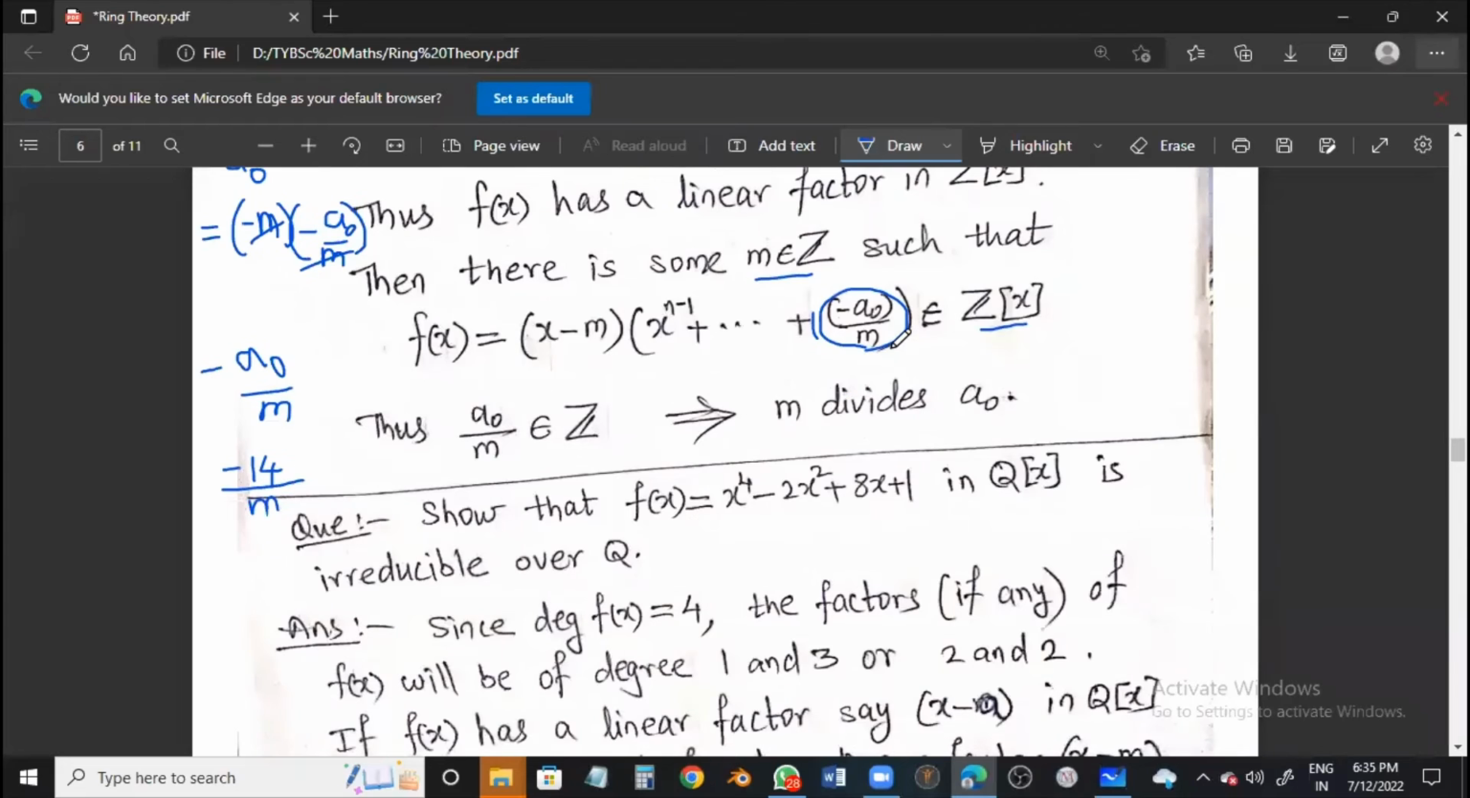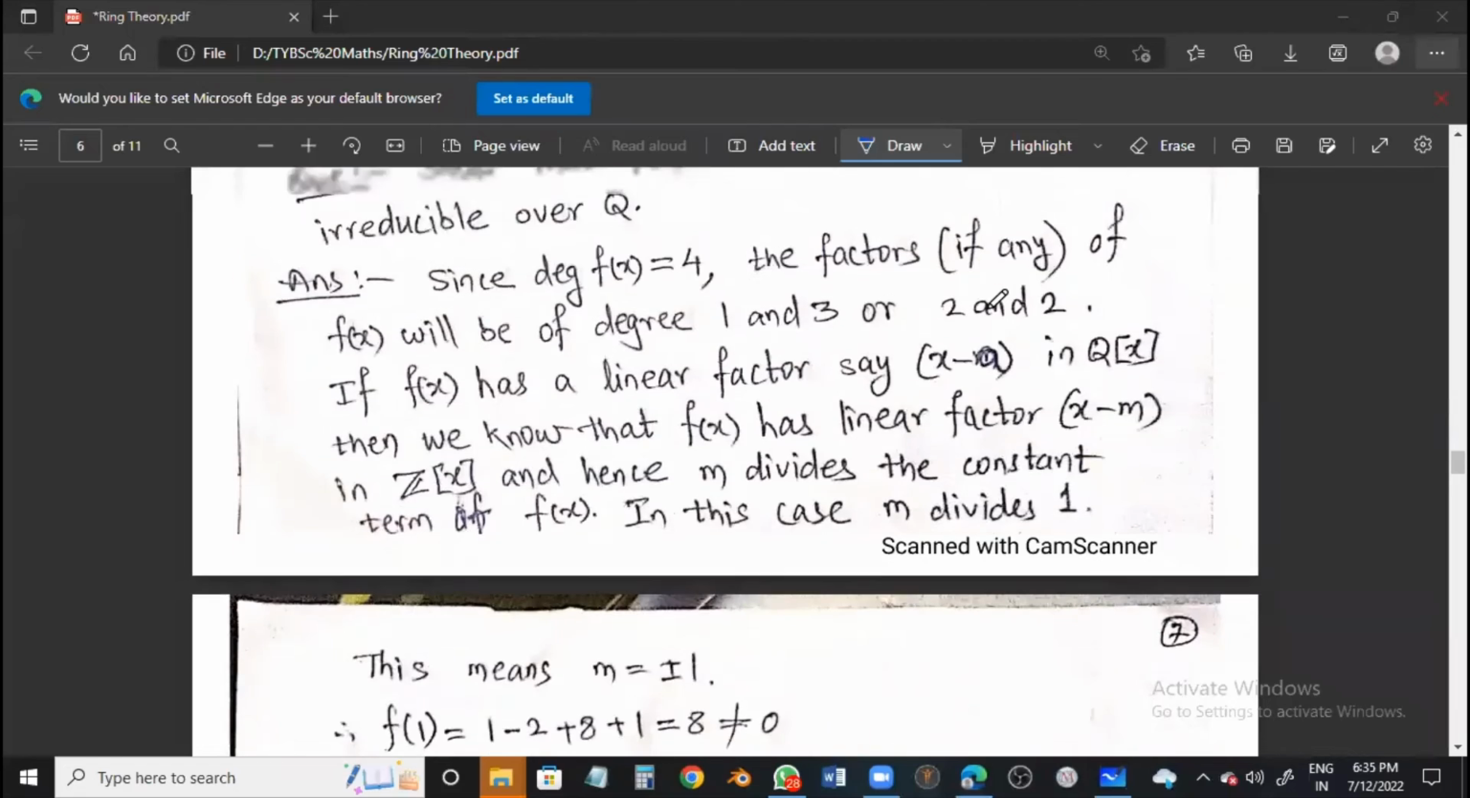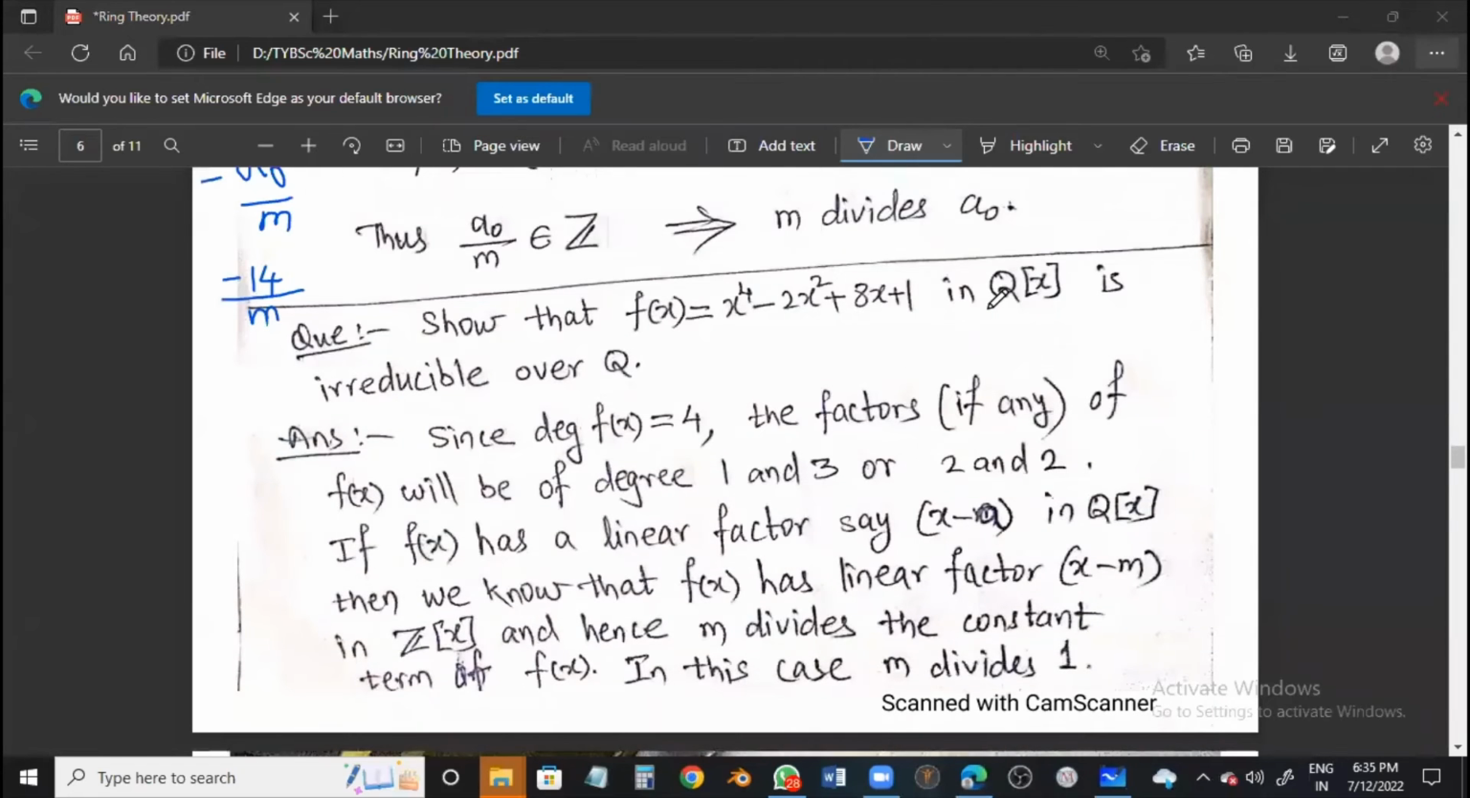Now let me move to a kind of question. A question says, show that x raised to 4 minus 2x square plus 8x plus 1 in Q of x is irreducible over Q. Where are we? In Q of x. Q means rational coefficients. Actually, you may read this as integer, but we are in rationals. If at all you are getting an answer of the kind 1 by 4, it is accepted. If you are getting an answer of the pattern 2 by 3, it is accepted. Did you follow?